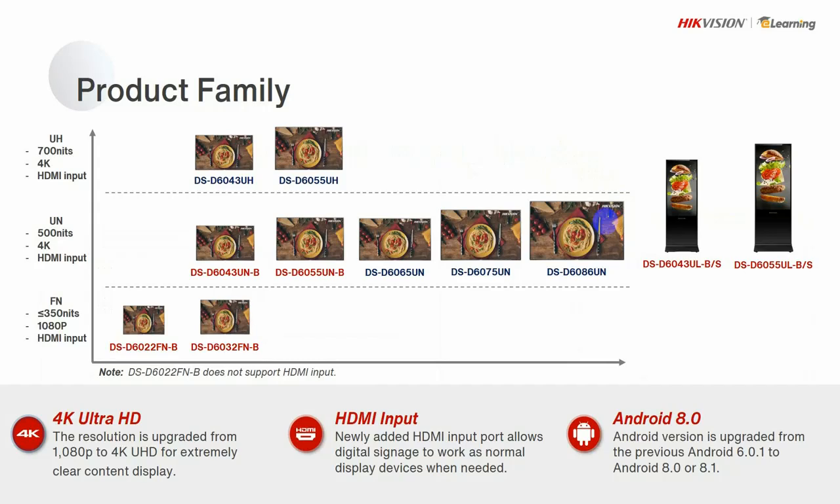So the diagram here shows all our digital signage products according to different series and screen size. Like from the top left, we can see the UH series, then going down the UN series, and then the FN series. Compared with the UN series, the UH series has higher brightness, but they all have 4K resolution, right? And the FN series has the lowest brightness and 1080p resolution. And they all have different sizes of product, we can see. On the right side are two floor standing digital signage products, 43 UL and 55 UL.